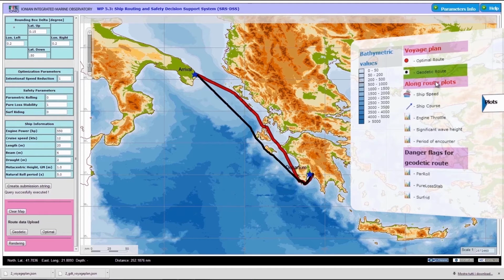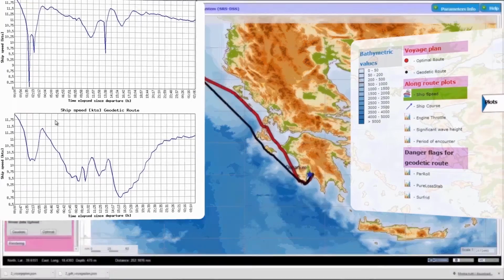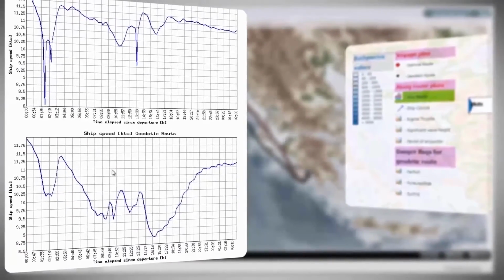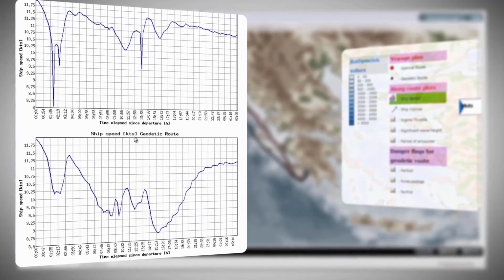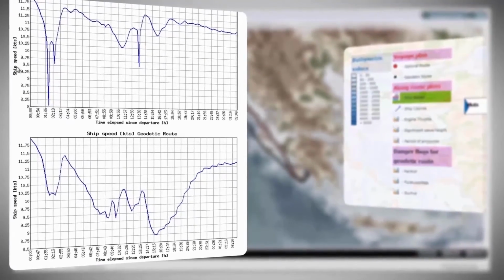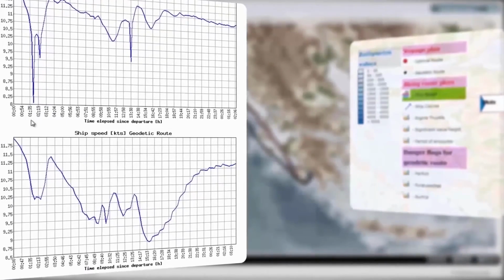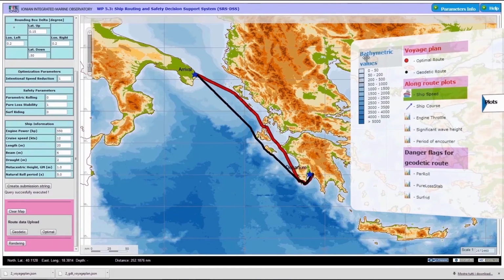The section along route plots allows displaying the time evolution of relevant parameters along each of the routes. The ship speed button opens a pop-up with two panels. The upper panel contains information on the optimal route, while the lower panel on the geodetic route. It is apparent that along the optimal route, on the average, a higher ship speed is maintained with respect to the geodetic route. This allows the optimal route to minimize sailing time.